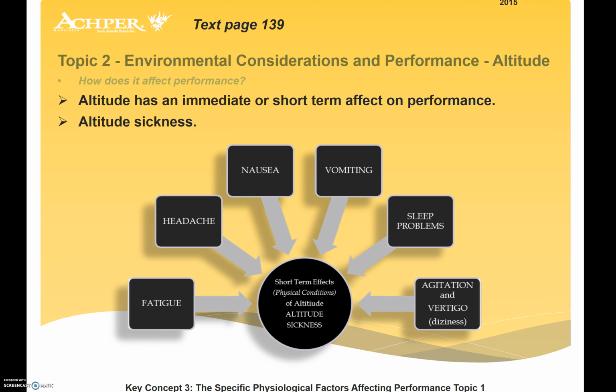So how does it affect performance? Altitude has an immediate short-term, or acute, effect on performance. We have something called altitude sickness. That means less oxygen coming into our body during activity or just normal rest. Short-term effects of altitude sickness include fatigue, headache, nausea, vomiting, sleep problems, agitation, and vertigo, which is like a dizziness.